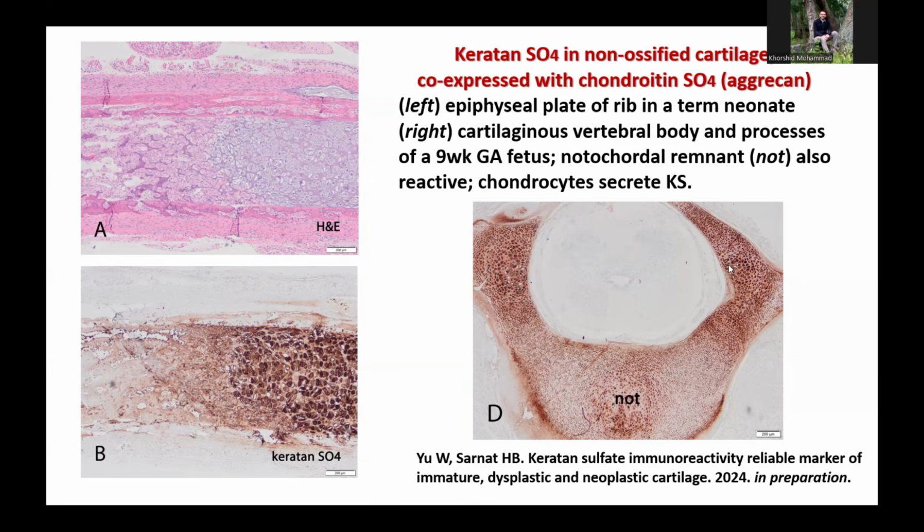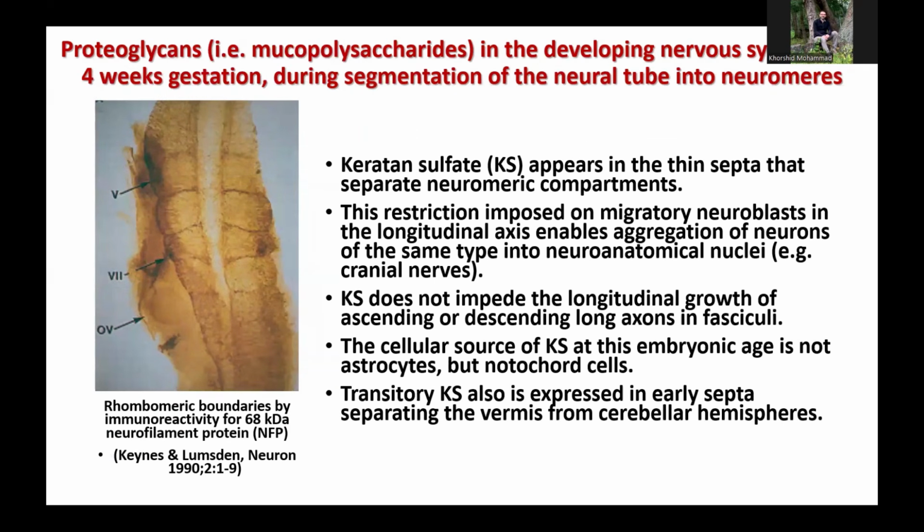And so the fact that these three parts of the vertebral body all come from different sources. The notochord and the vertebral body come from paraxial mesoderm, and the arches and processes of the vertebrae come from neural crest. And so the fact that they are all reactive shows that there must be a much earlier expression of this. And we see this in the segmentation of the neural tube, in which keratan sulfate contributes to a large measure to forming the septa between the segments or neuromeres of the neural tube.